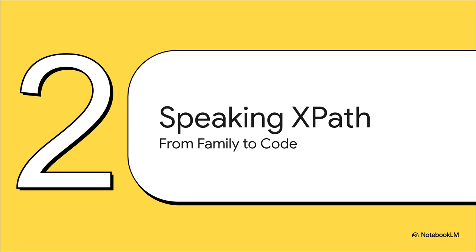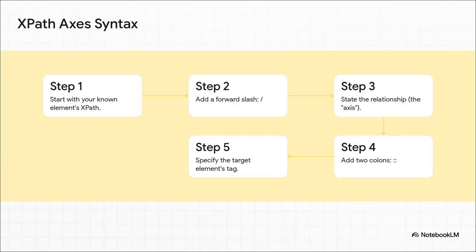Okay, so we've got the whole family tree analogy down. It makes sense, right? Parent, child, sibling. But now, how do we translate those ideas into actual code that our automation script can understand and use? You know what? The syntax is surprisingly simple, and it's always the same. First, you start with the XPath for the element you already know, that's our self node. Then you just add a slash. You type the name of the axis, like parent or child, then two colons, and finally the type of element you're looking for. That's the whole pattern.